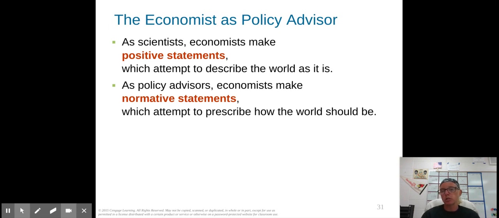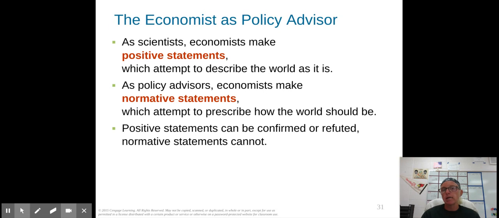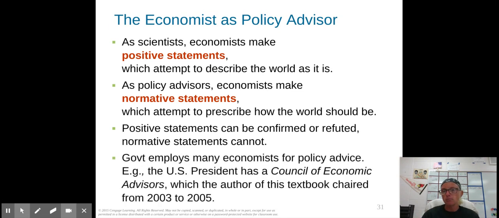That's a normative statement. Positive statements can be confirmed and refuted, where normative statements can't. If they're like, well, how do you know that? Well, there's the facts right here. We did a study and that's what it is. That's a positive statement. But a normative statement is like, well, how do you know that would work? And the economist is like, well, I think it would work. I think it was a good idea. So just think normative is like an opinion. Positive is just basic facts.